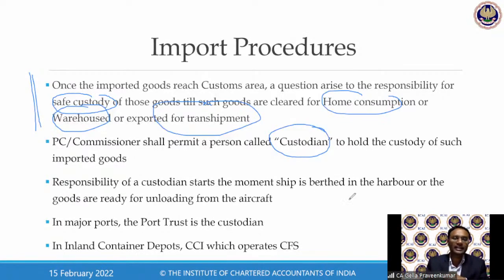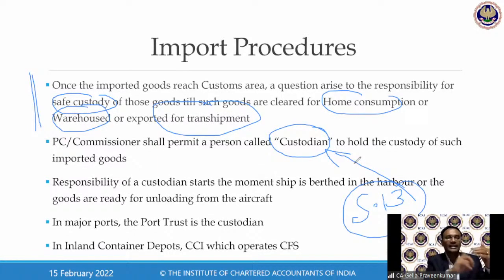If you remember, there is a section 13 where we talked about pilferage. This particular person is in charge who ensures that from the day you have unloaded, till the goods are taken for home consumption, till the goods are put into bonded warehouse, or till the goods are put into another vessel for transshipment, this custodian is responsible.